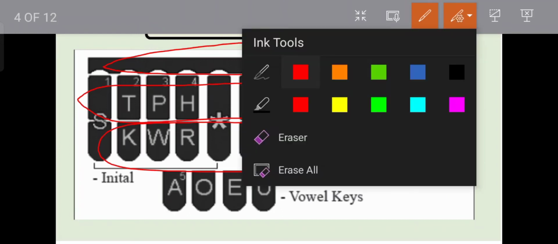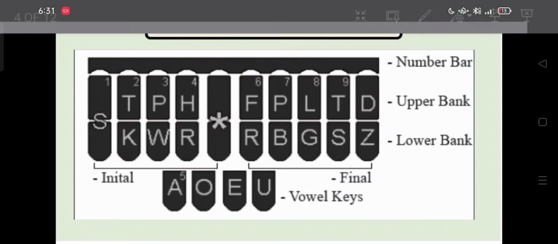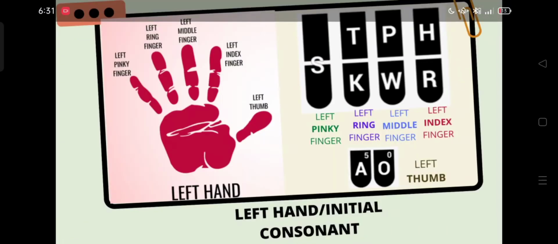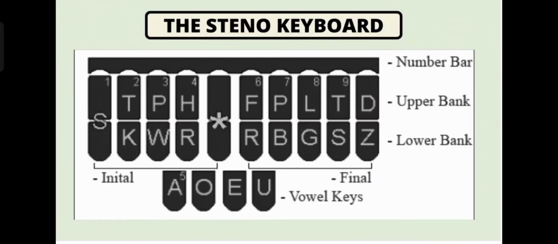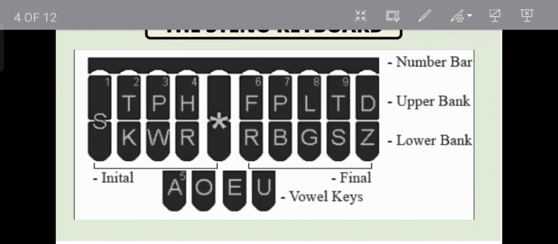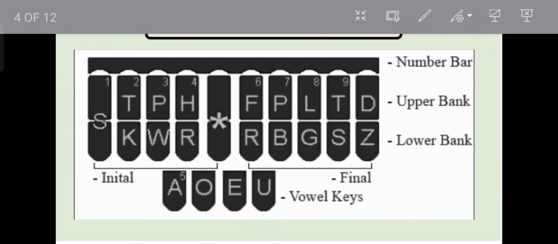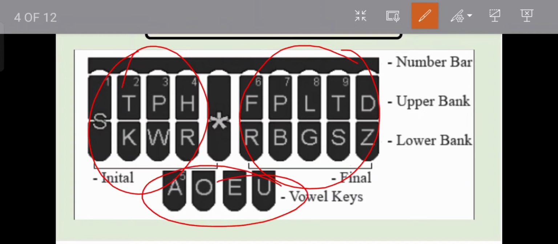But then, it is divided into initial keys and final keys. So this one here is your initial keys, and this one is your final keys. And then these are the vowel keys.